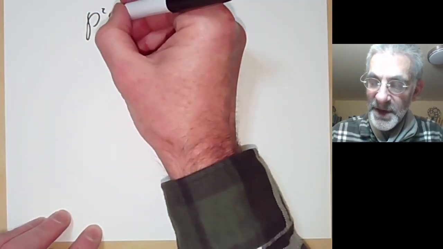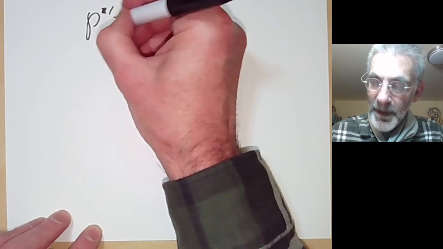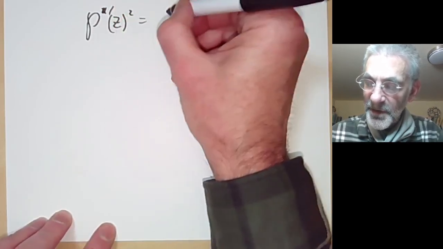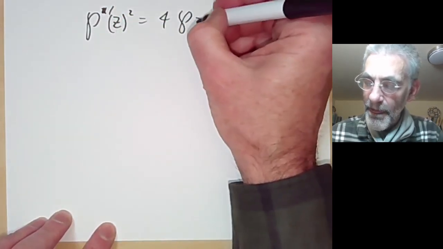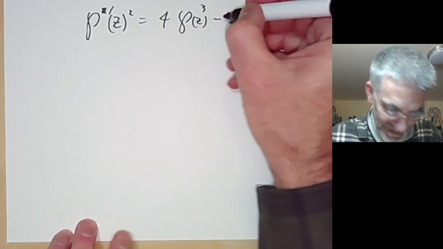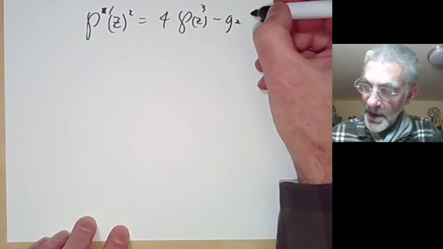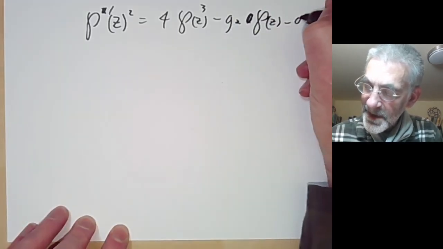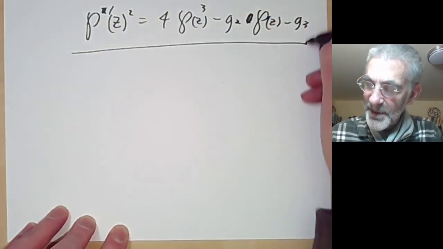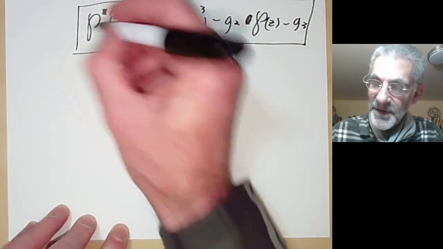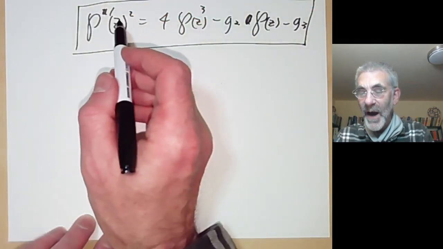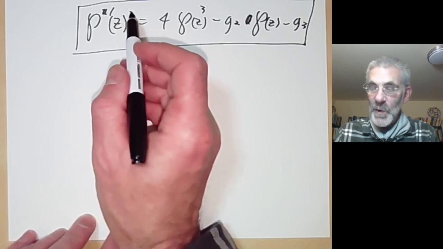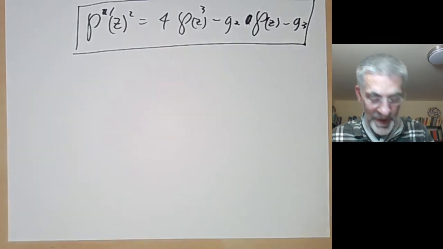The square of the derivative of the Weierstrass function is equal to 4 times its cube minus some constant times the Weierstrass function of z minus some other constant. So this is the famous differential equation for the Weierstrass function. Notice it's a highly non-linear differential equation. It's got a square there and a cube there.